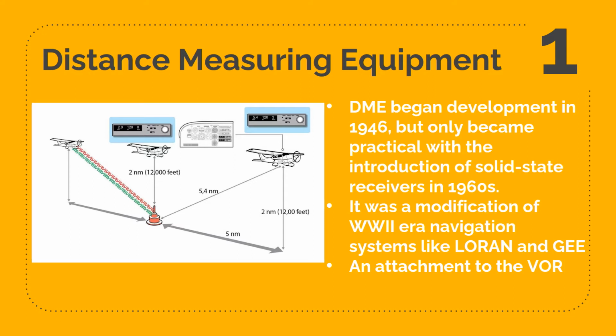First, we have the Distance Measuring Equipment, or the DME. This navigational aid began development in 1946, but it only became practical for commercial use by the 1960s because receiver equipment became much cheaper due to the introduction of solid-state receivers. The DME was also a modification of World War II era navigation systems such as LORAN and G, which were discussed in my previous video. The DME is an attachment to the VOR. As we can see in the figure on the left, the DME looks like it employs the concept of triangulation, and we will be discussing the concepts of the DME in a short while.